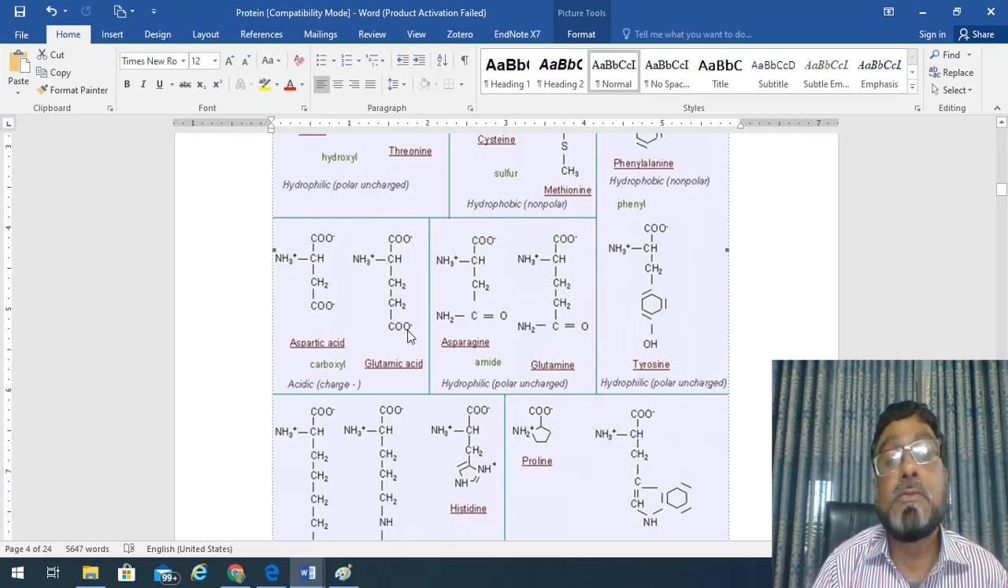Then against that, there are some derivatives from amino acids. One is made from the aspartic acid. This is the asparagine, and the other is from the glutamic acid. That is the glutamine. So look at this one. This carboxylic acid is actually replaced by the amide group.